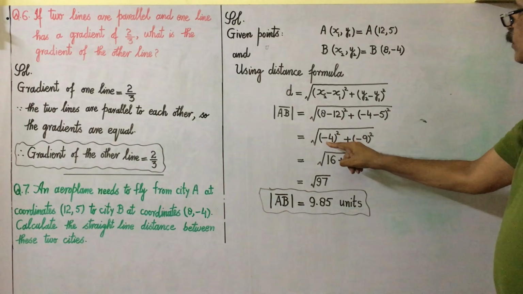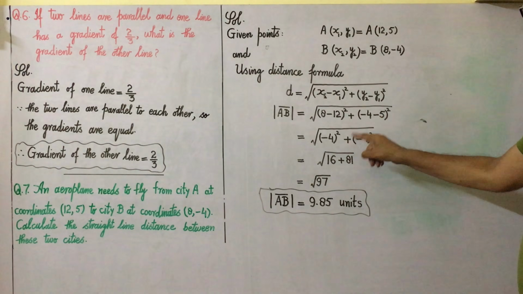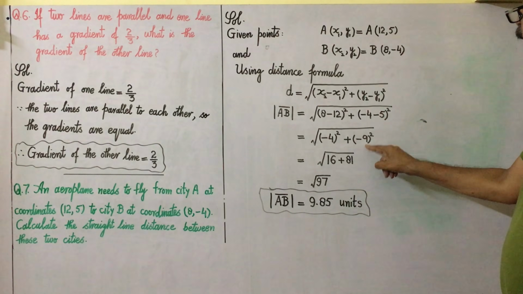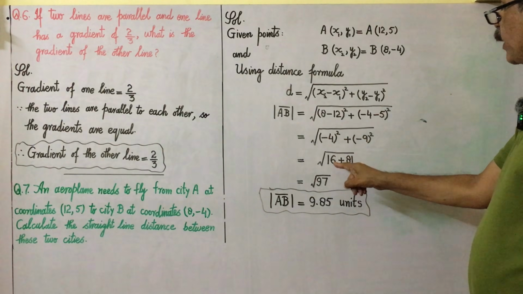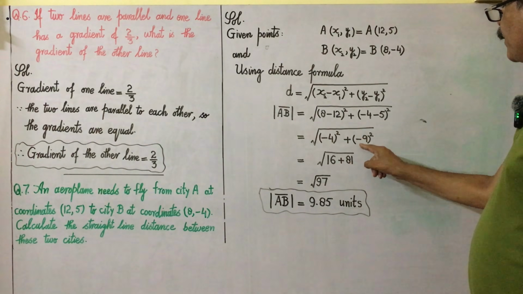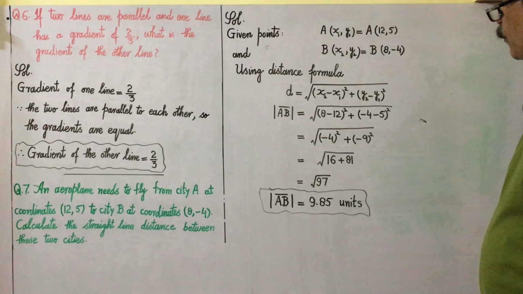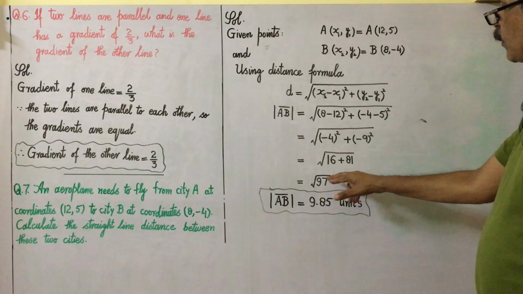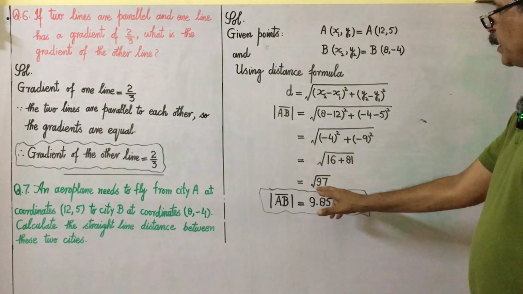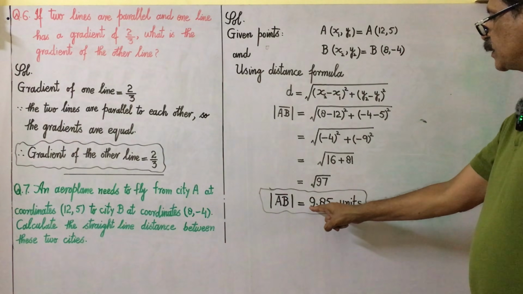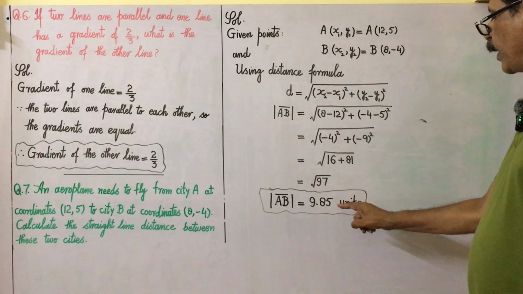8 minus 12 is minus 4 square plus minus 4 minus 5 is minus 9 square, square root of the whole. Minus 4 square is equal to 16 plus minus 9 square is equal to 81. 16 plus 81 is 97. Using calculator, you see square root of 97 is equal to 9.85 units.